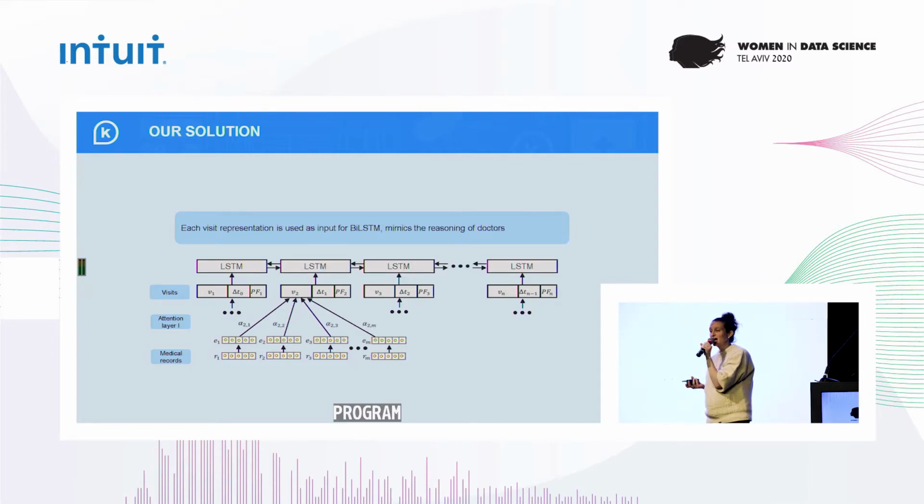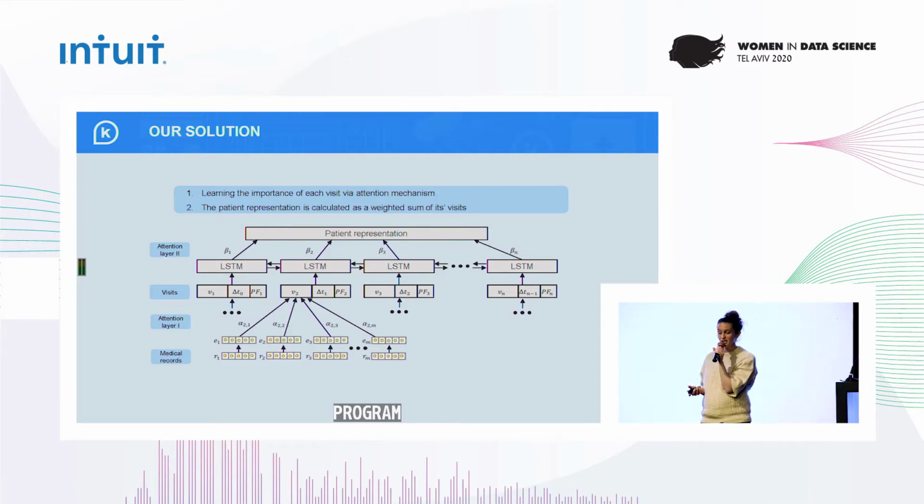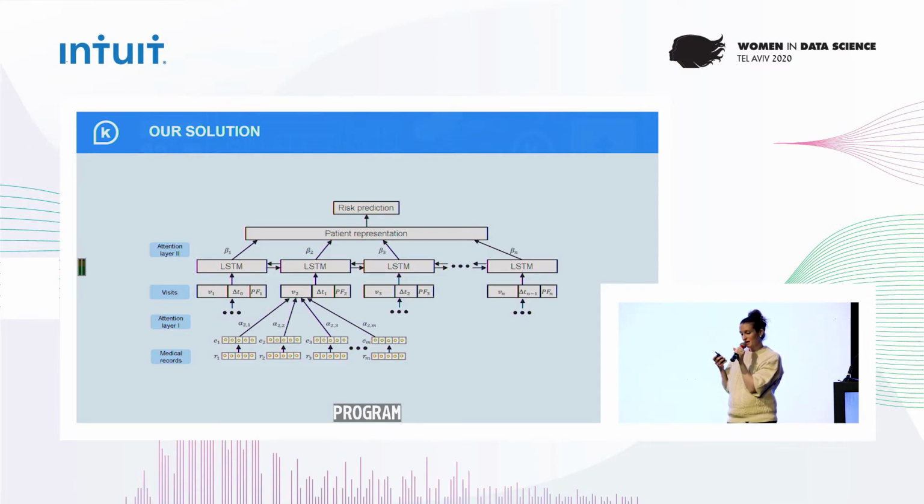Then, to mimic how a doctor actually reviews the medical record, both backward and forward, we're going to use a BiLSTM. And then we're going to learn another attention mechanism, but now on the visits. So we're going to learn the importance of each visit, and the final patient representation will be calculated as a weighted sum of its visits. Then, from the patient representation, we're going to assess the risk for each of these patients.